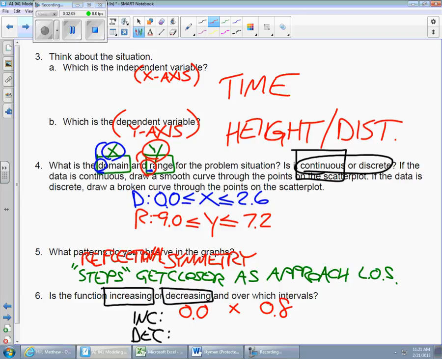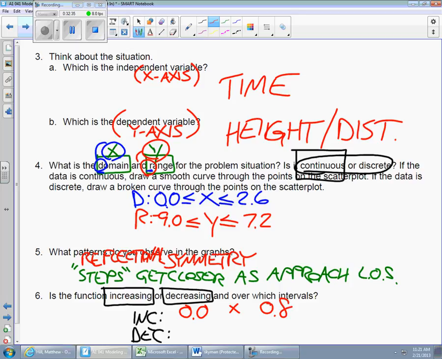Now, I'm going to use different inequalities than I used on domain and range. For domain, it was okay for us to include the endpoints, which is why I put the little equal signs on there. 0.0 was part of the domain. I wanted it to be included, so I put less than or equal to. 2.6 was part of the domain. I wanted it to be included, so that's why I put the less than or equal to. Same thing on range, less than or equal to.